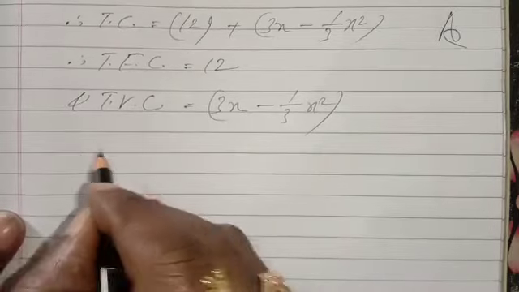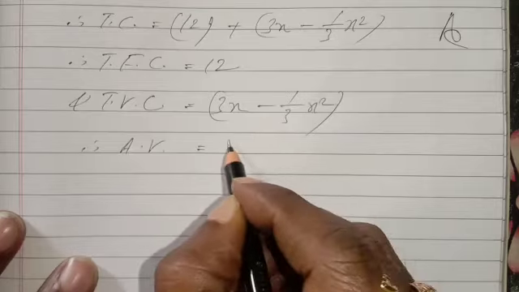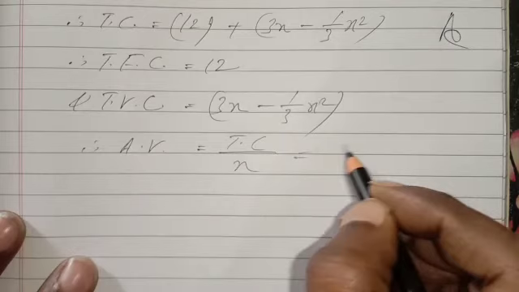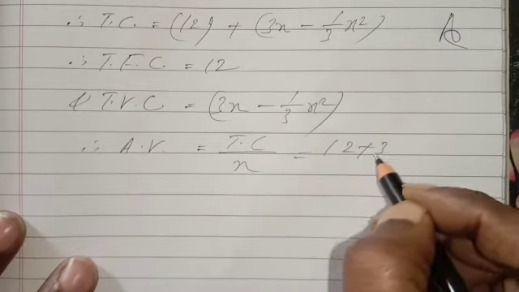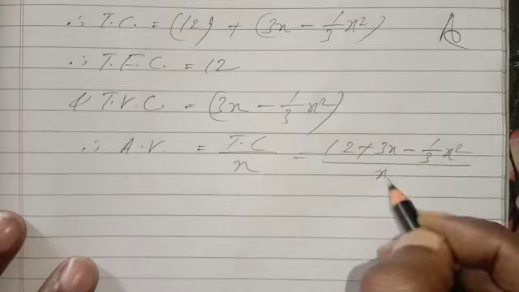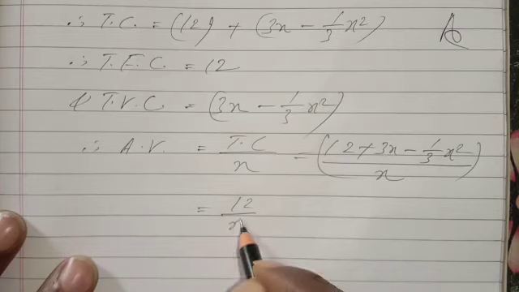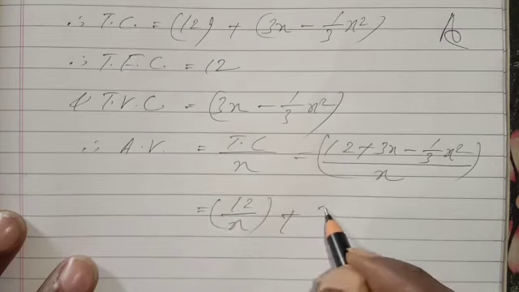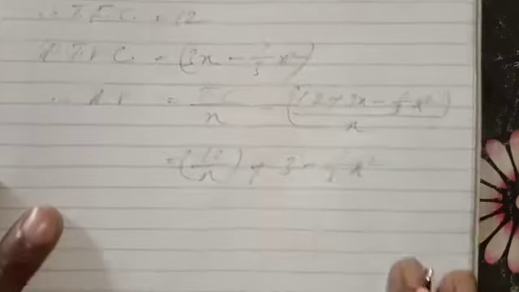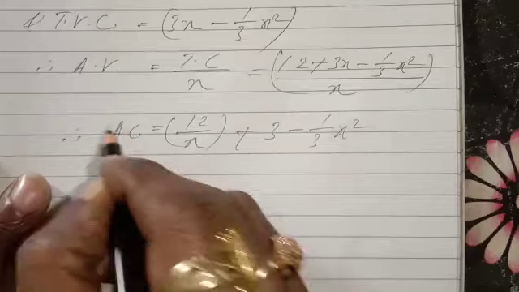Average cost, I will find. Average cost means total cost divided by x. The total cost you got is how much? (12 plus 3x minus 1/3 x²) divided by x. If you divide by x, you will get what? 12/x plus 3 minus 1/3 x. This is the average cost.